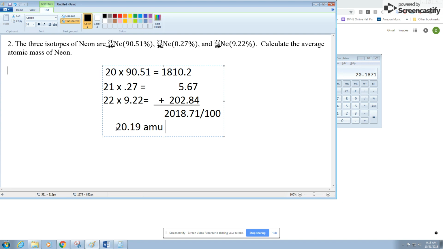Let's check our answer. Is it between the smallest and the largest isotope mass? Yes, it is. Is it closest to the one with the highest abundance? 90%, that's bigger than those two. And it's closest to 20. 20.19, that's pretty close to 20.